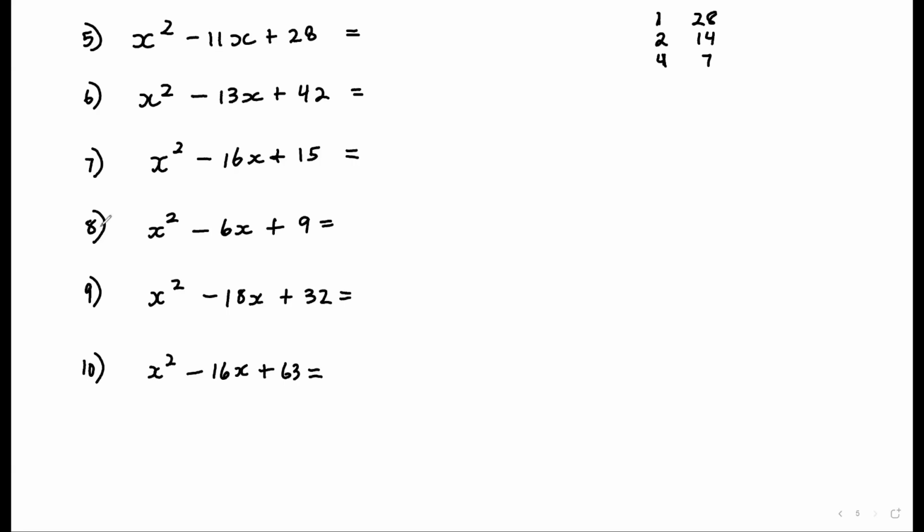And the pair would have to be 4 and 7, because negative 4 take away 7 is negative 11, right? And at the same time, negative 4 times negative 7 is positive 28. So the factors here will be x minus 4 by x minus 7. Is that okay, Soraya? Okay.